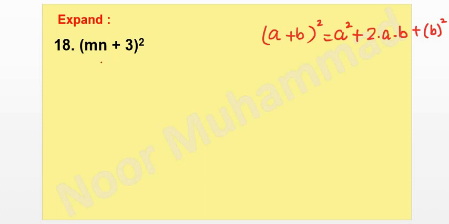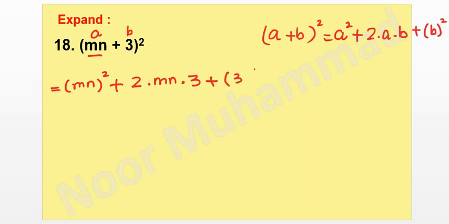Clear? Okay, so here the first term, a, represents mn and b represents 3. So what will we say? We will say mn, this is the first one, square it, and then put the plus sign. 2 times the first one, that means a, so it's mn, and the second one, it's 3, right? So plus, then you have to square the second one, that means you have to square b, and in this case we have to square 3.